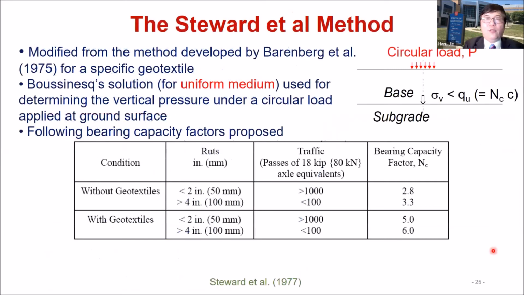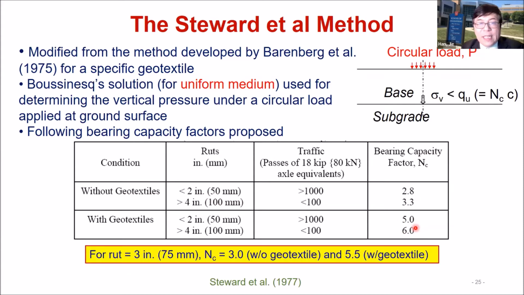Okay, the Steward et al. method is based on the Boussinesq solution, uniform media, to calculate stress at the interface between base course and subgrade, and then check that the vertical stress is less than the bearing capacity, Nc times c. In this method, they divide into two different situations: without geotextile and with geotextile, and also deal with two different rut depths, small rut depth and larger rut depth, and it came out with different bearing capacity factors. But in general, without geosynthetic the bearing capacity is lower, with geosynthetic the bearing capacity is higher.